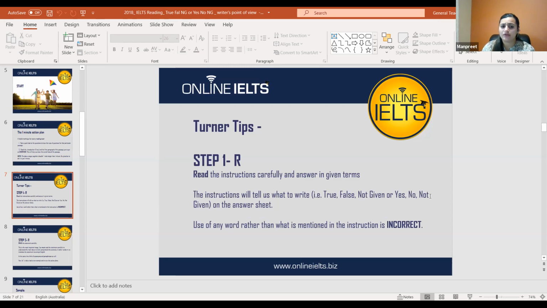Whatever the instructions say, be very careful to write your answers on your answer sheet in the same way. If you change it, even if the answer is correct, it would be wrong. For example, even if the answer is true, and you write yes, it would be wrong because the instructions say something else. This is as important as finding the correct answer. So keep this in mind.